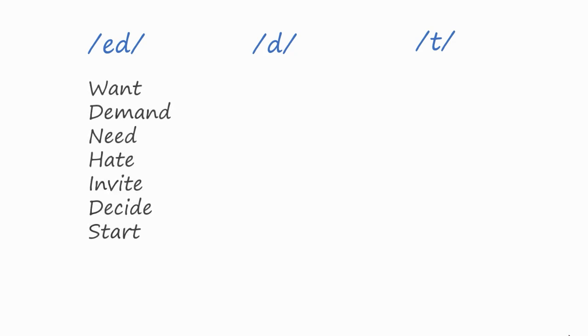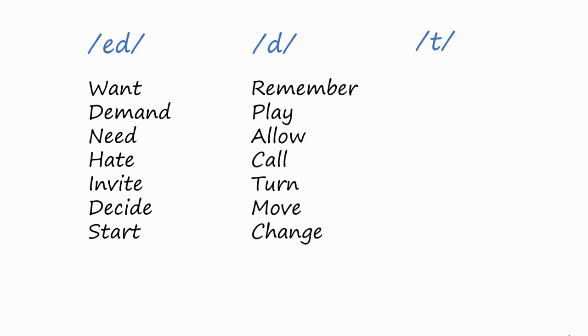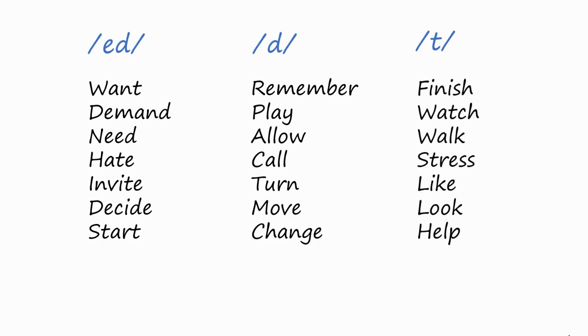So let me show you the 3 verb ending sounds that you need to be able to pronounce. These are ed, d, and t sounds. Their pronunciations again are ed, d, and t. Some example verbs that we have in the ed category are, and in the d category we can put, and in the t category we can put these ones.